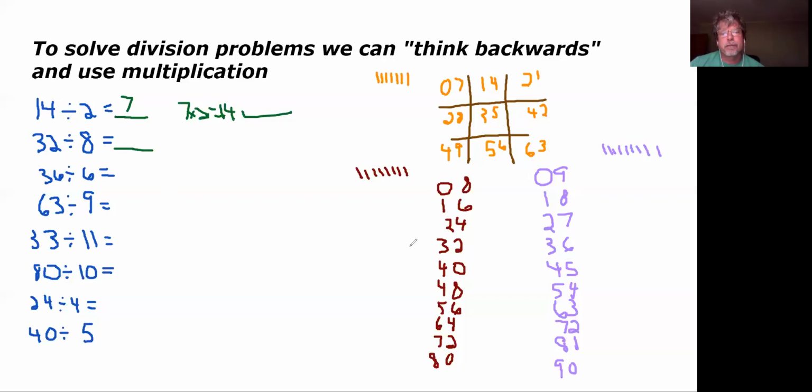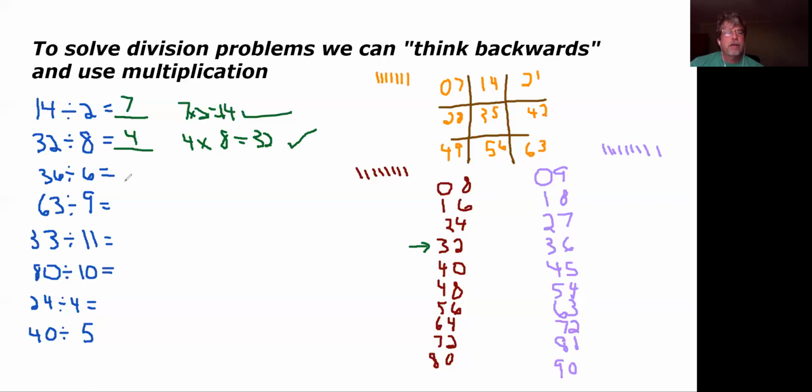So notice that it takes 8, 16, 24, 32. It took 4 facts to get down there to the 32. So that means that 32 divided by 8 is 4, because it was 4 times 8 that actually gave me the 32. So that does check out. So 32 divided by 8 would have to be 4.